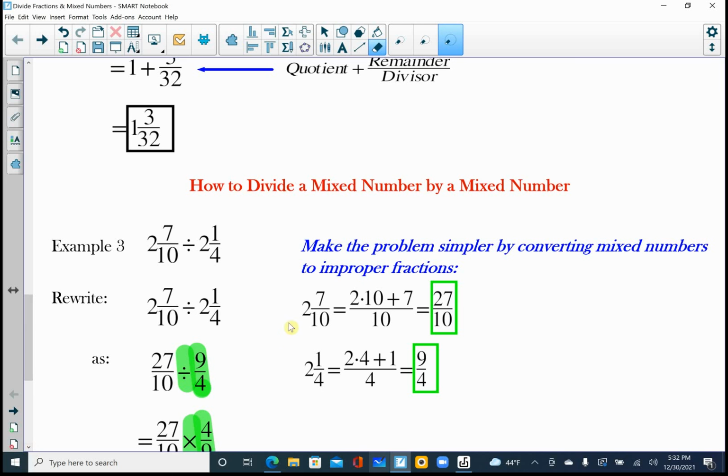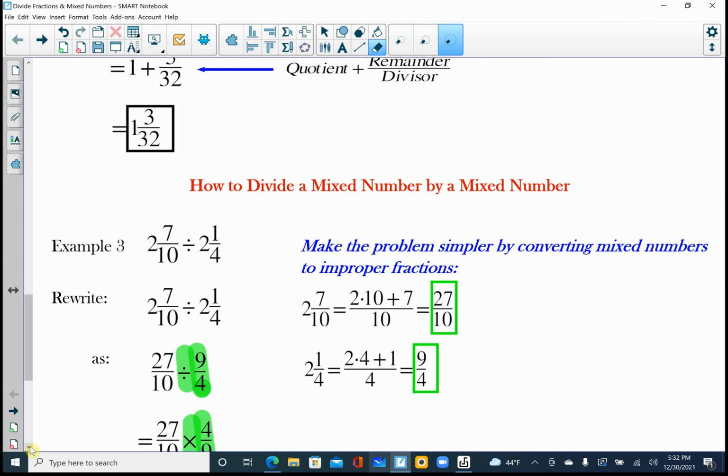So what happened here is 2 is really 20 over 10, or 20 tenths. Recall earlier that we had 4 is 40 over 10. Likewise, 2 is 20 over 10. So this is 20 tenths, plus another 7 tenths makes a total of 27 tenths. And likewise here, we have 2 is 8 quarters. We know there are 4 quarters in one whole, so there are 8 quarters in 2 wholes. So this is 8 quarters, and 1/4 is a total of 9 quarters.